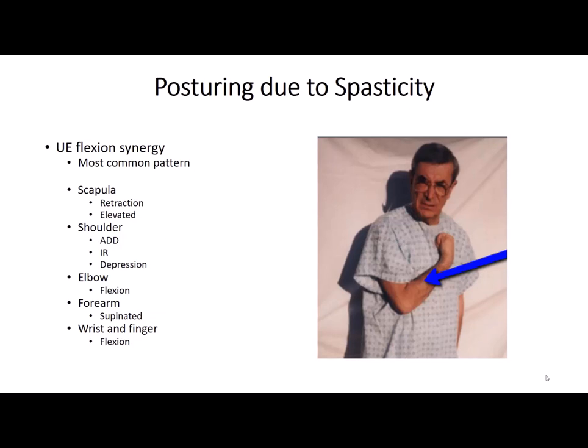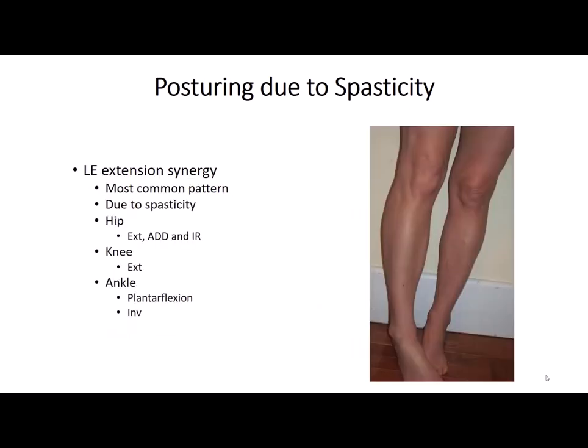And as I mentioned, this is the most common pattern that you will see in the upper extremity, but you should also be aware that there is the possible presence of an extension synergy pattern for the upper extremity. And the extension synergy pattern is listed in table 6-14 on page 169 of the Fell textbook.